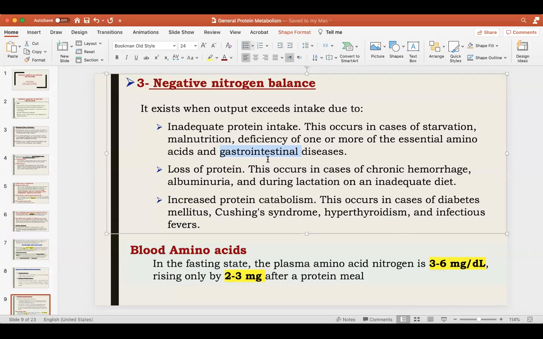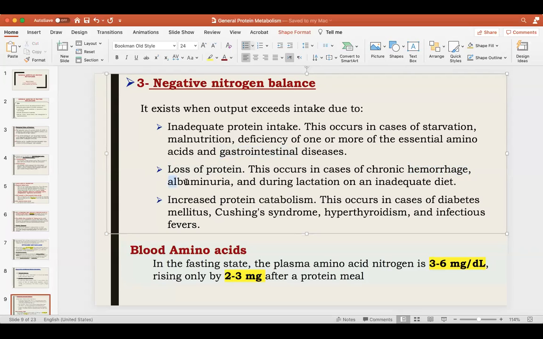Inadequate protein in our diet leads to negative nitrogen balance, such as during starvation or malnutrition, or any disease in the intestine which affects the absorption of protein. The second cause is loss of protein from our body, such as during bleeding, hemorrhage. Loss of blood equals loss of protein, because hemoglobin is a protein, and plasma contains plasma proteins.